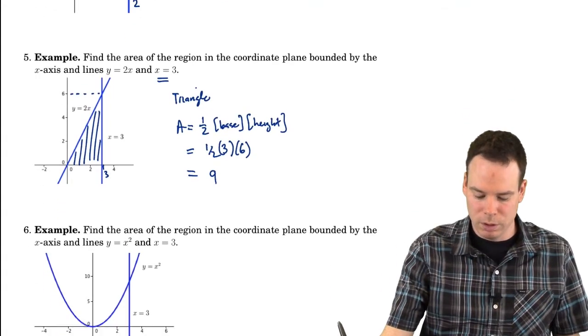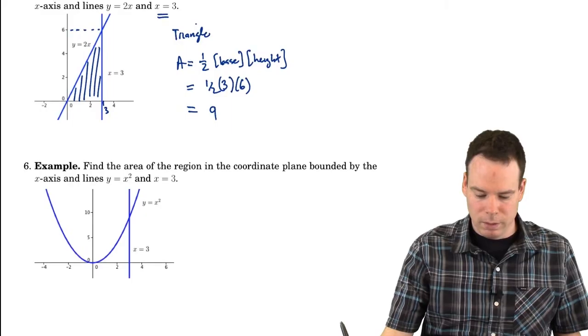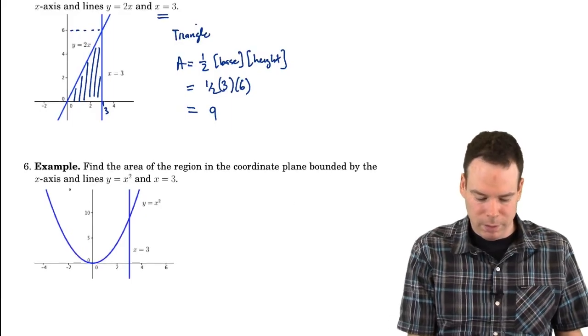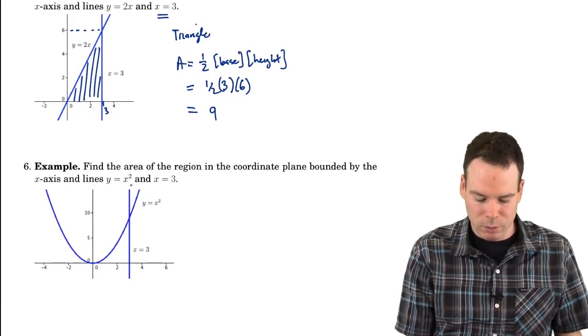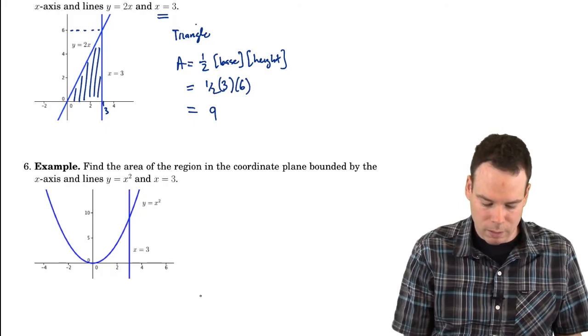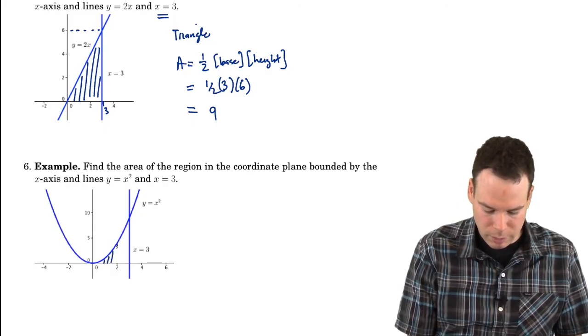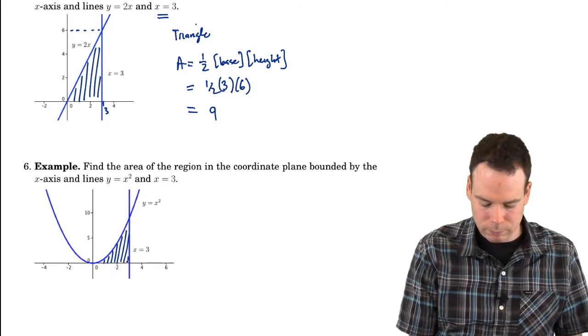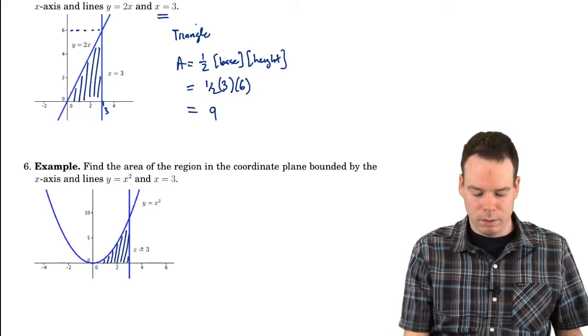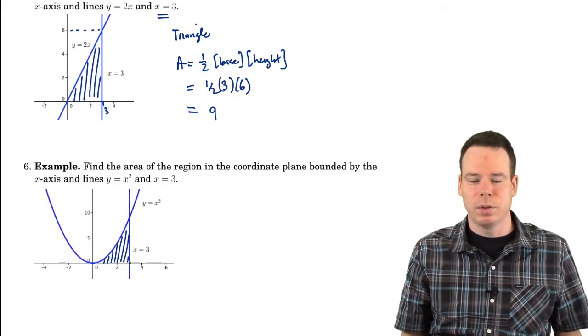What about this next region? Find the area of the region in the coordinate plane bounded by the x-axis and the lines y equals x squared and x equals 3. So now we're trapped below y equals x squared, and this line x equals 3.